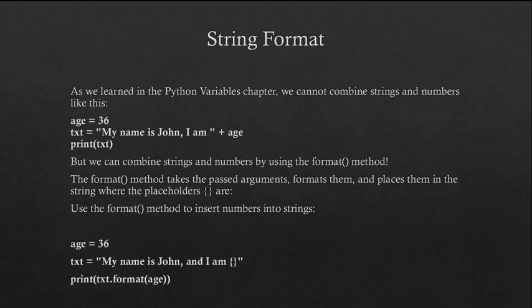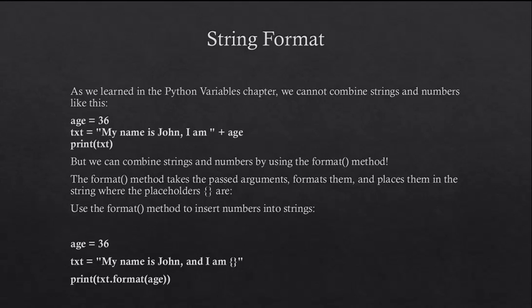String format. As we learned in the Python variables chapter, we cannot combine strings and numbers like this. Of course, we cannot concatenate a string with numbers in Python. As you can see, the age variable is 36, and text is "My name is John, and I am" plus age. We cannot combine these strings and numbers, but we can use the format method.